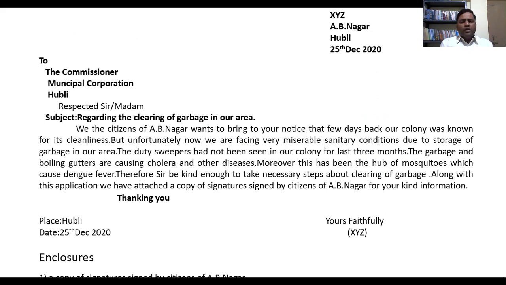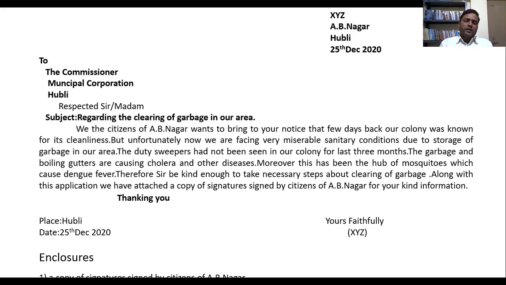As I told you, we have already discussed so many times the layout of letters. In that, you may write writer's address here in the right hand corner of the letter. That is upper portion, like XYZ, AB Nagar, Hubli, 25th December 2020. The inside address means to whom you are writing the letter. You have to write letter to the Commissioner, Municipal Corporation, Hubli. Then greet him with salutation, like respected sir or madam.